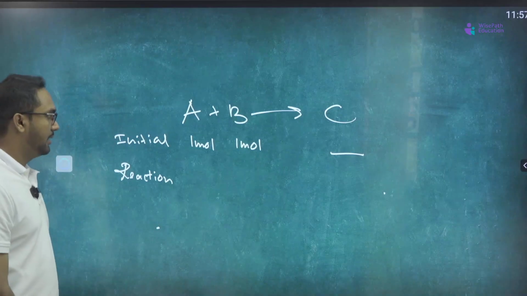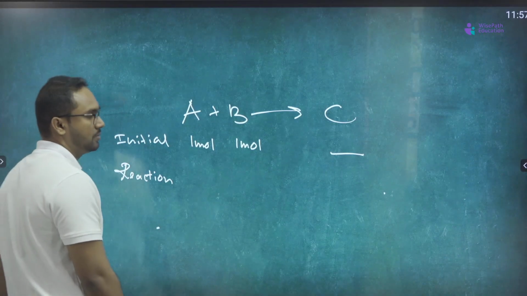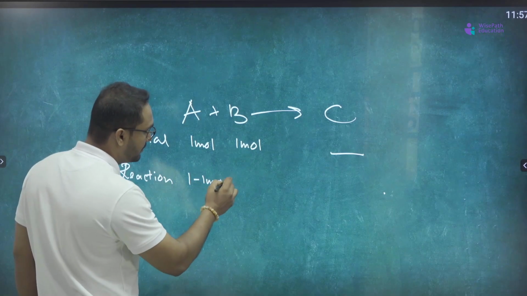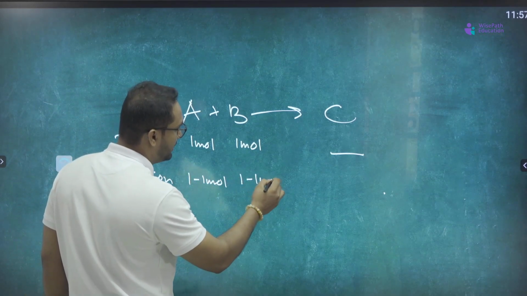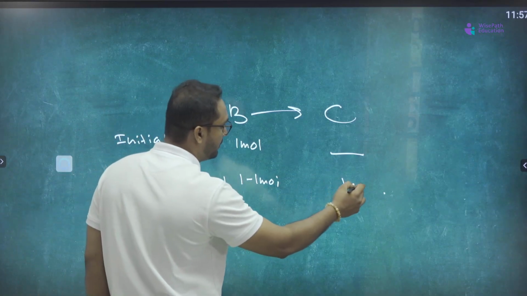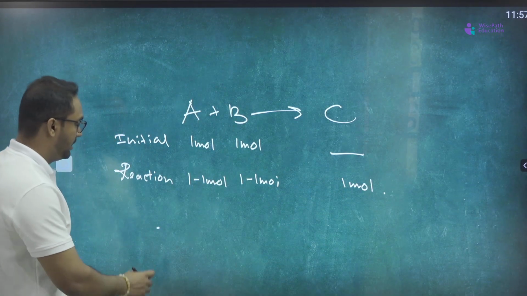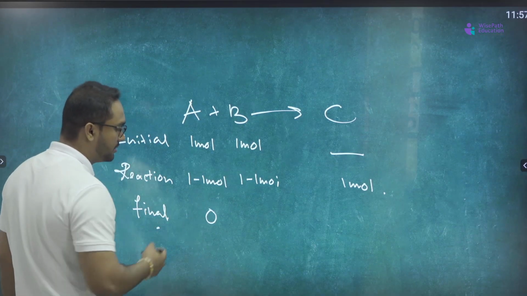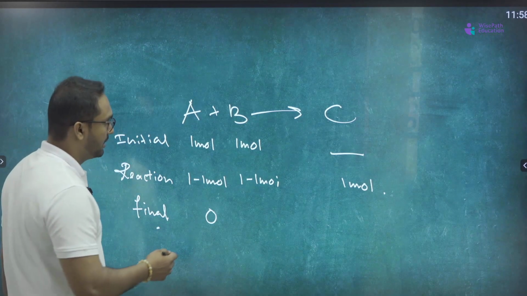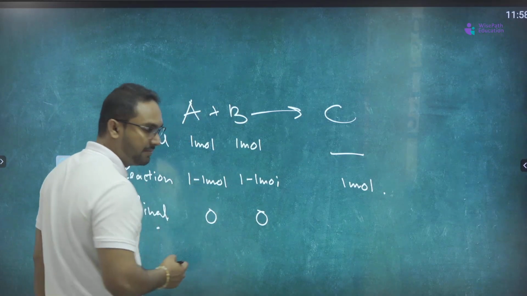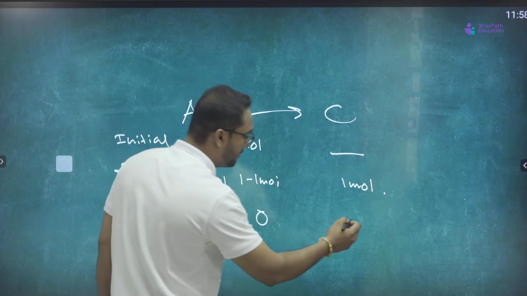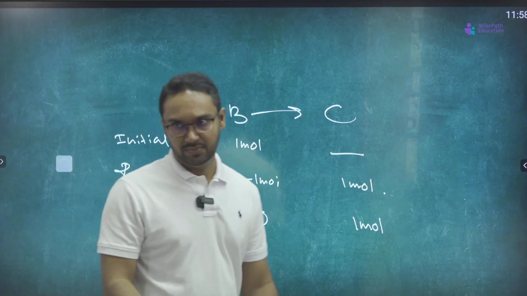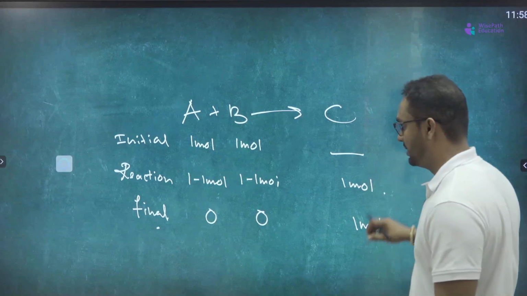So to begin with, I'll take the 1:1:1 ratio. It will be simple. 1 mole of A is reacting and 1 mole of B is reacting and 1 mole of C is produced. So at the end, complete A has reacted, so no A left. Complete B has reacted, so no B left. And the complete 1 mole of C has been produced. So that is how the reaction occurs, right?